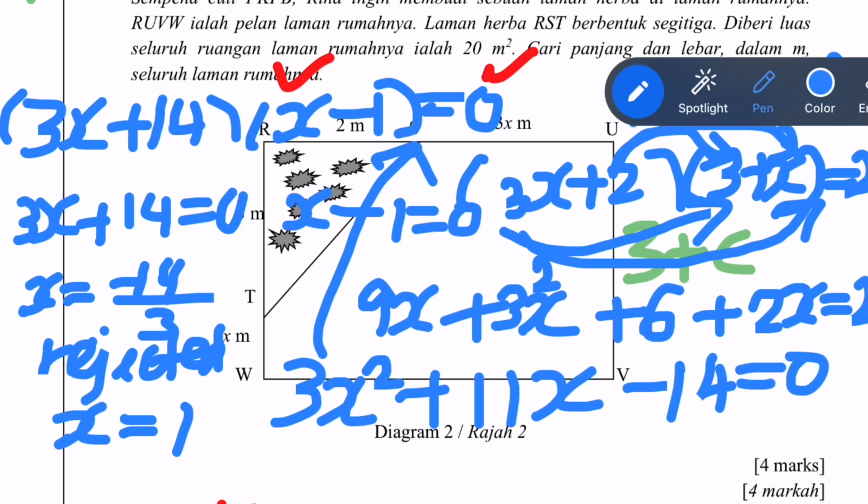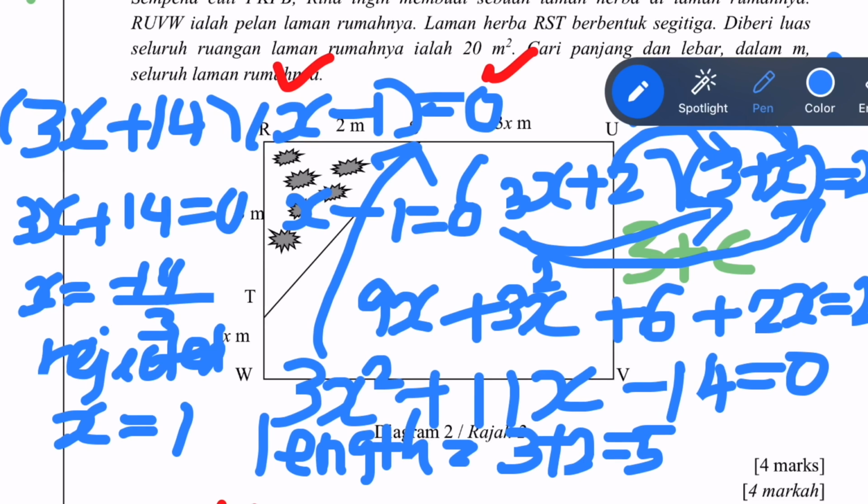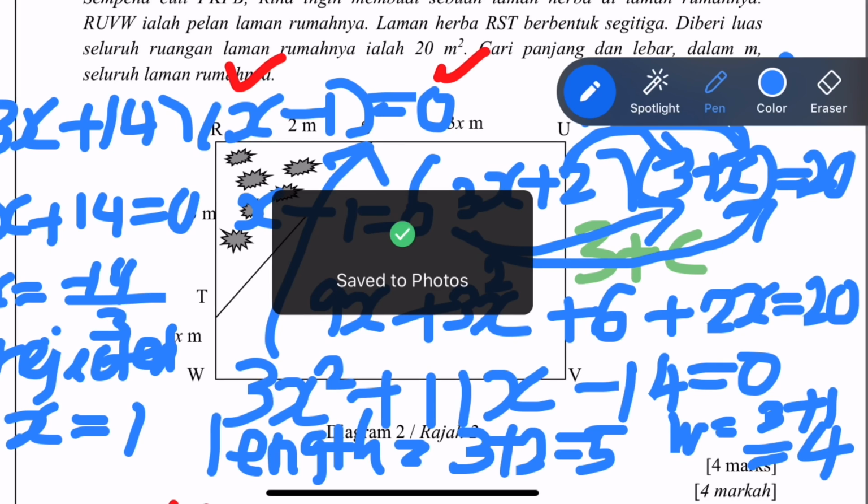For a HOTS question, you have to answer according to the instruction of the question. That means you have to write down the answer in words. The length is 3 plus 2, 5 meter. And the width is 3 plus 1, so it's 4 meter. So you have to answer in words.